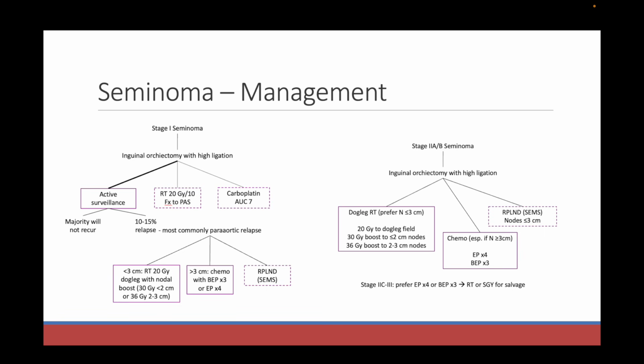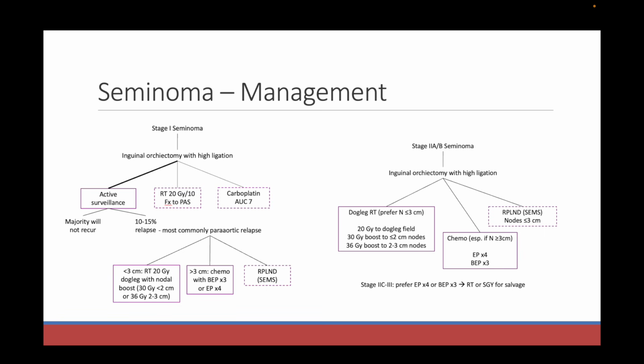And at that point, they are managed the way that a stage 2 seminoma is managed. So just in case they press you on how you would manage a stage 1 seminoma, if for some reason the patient is not a good candidate for active surveillance, say they're non-compliant for some reason and you don't think that they're going to come in for repeat labs and imaging and exam every 6 months or so, then you can either manage them with radiation, where you give 20 gray in 10 fractions to a para-aortic strip, or you can manage them with carboplatin.